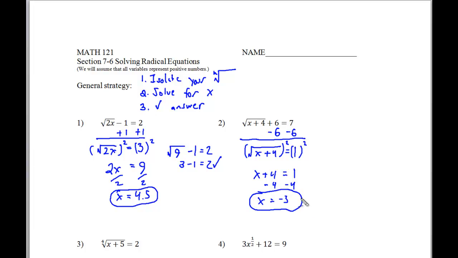Now, what I'm going to do is check to see if this works by plugging it back into my original equation. I promise you, you'll want to do this for every question on the test. So this is going to be the square root of -3 plus 4, plus 6 equals 7. -3 plus 4 is 1. The square root of 1 plus 6, the square root of 1 is 1. 1 plus 6 is 7. 7's equal to 7, so therefore it checks out. This is the correct answer to the problem.